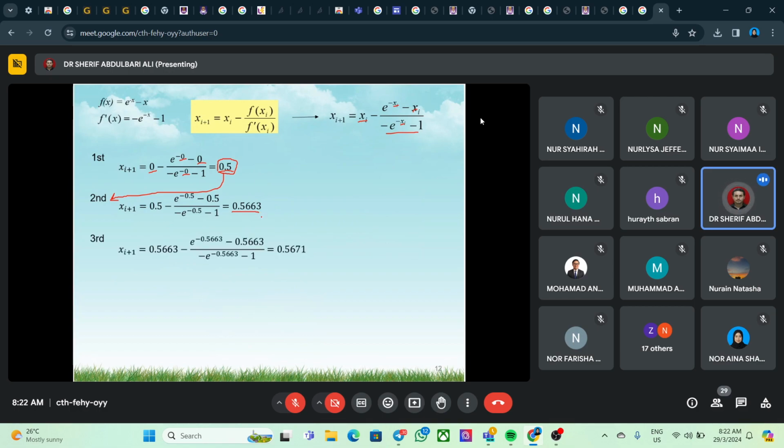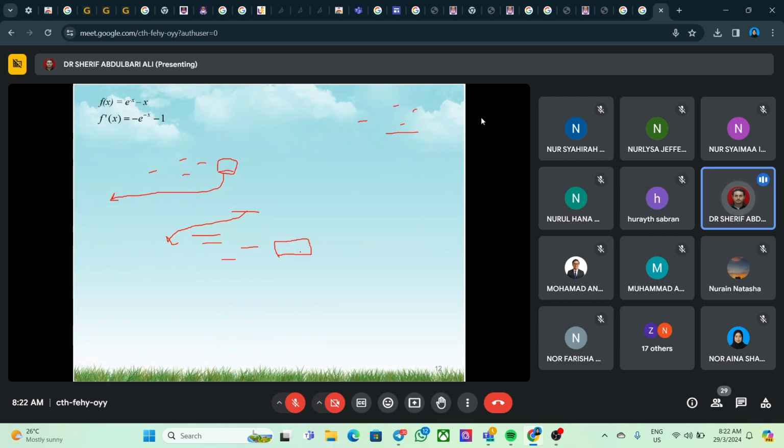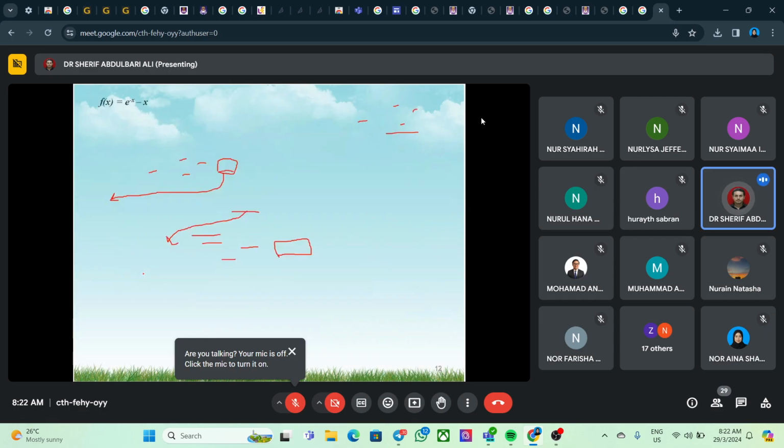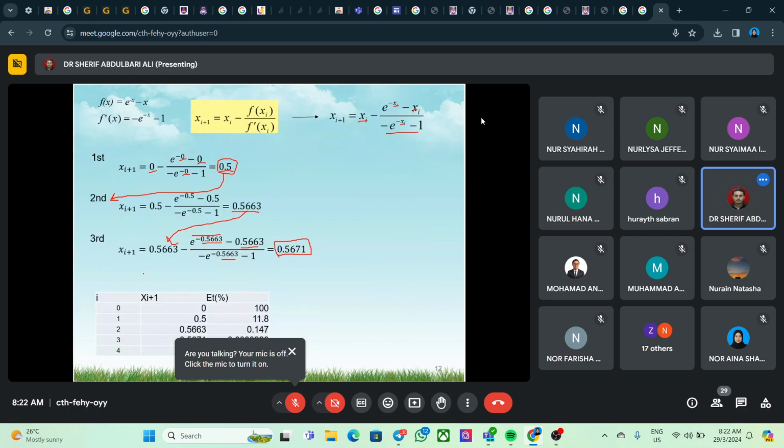If you go for the third iteration, by using this value, you put it here, and here, and here, and here. So you get the answer is 0.5671. When you are looking at this value, it is exactly the true value. So the error will be equal to 0. You can see it from here. It's at the third iteration. You already achieved the answer, and the error is 0.0002. Okay, so it's more faster.